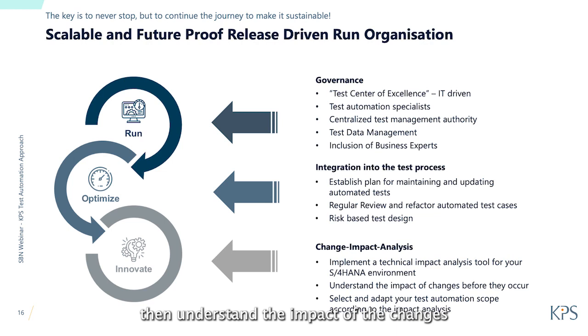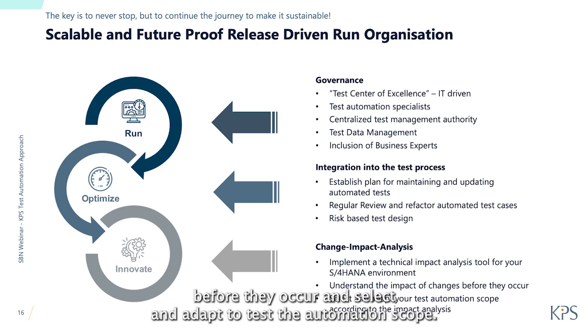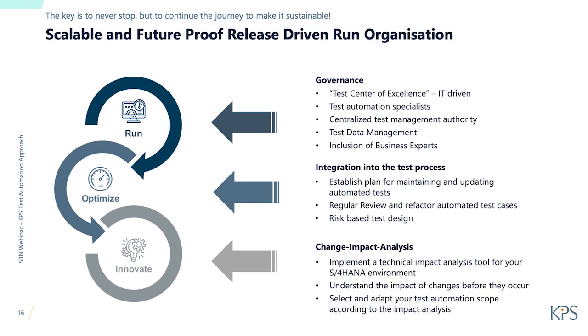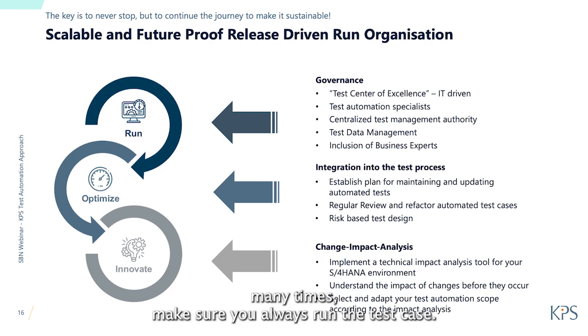Then understand the impact of the changes before they occur, and select and adapt your test automation scope according to the impact analysis. So always rework it. If you see there are actually issues coming up many times, make sure you always run that test case. Have some sort of a prioritization of your cases in order to see what's important.